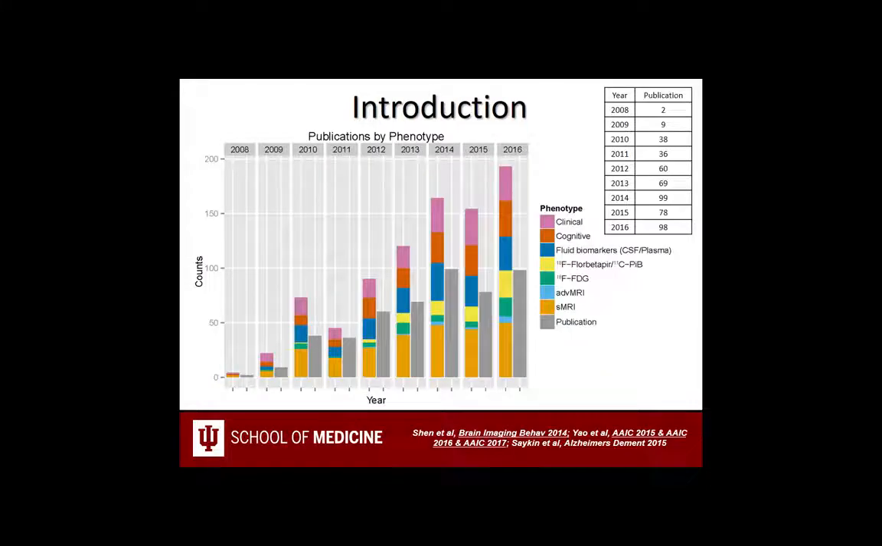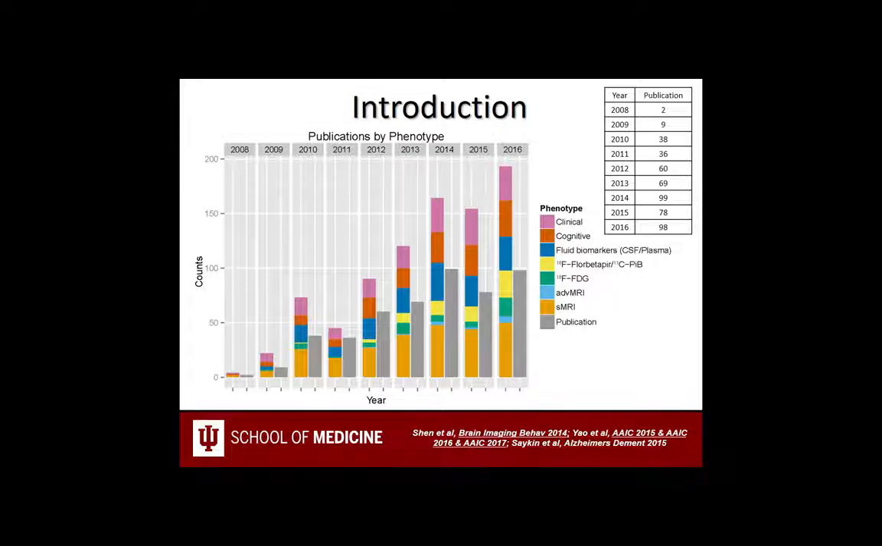So this is a graph, which I get to use my pointer, of the different genetic publications by phenotype. The gray bars are the number of publications using the ADNI genetic data. As you can tell, it's grown rapidly and then maybe leveled off a little bit. But the different colors will tell you the different types of study phenotypes that they used in the different types of studies. So clinical and cognitive phenotypes are by far the most common.